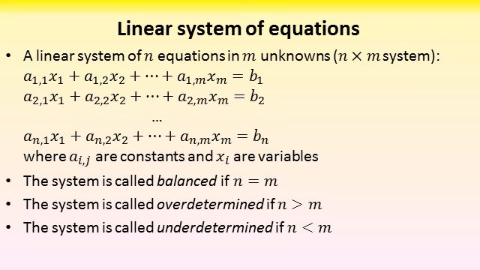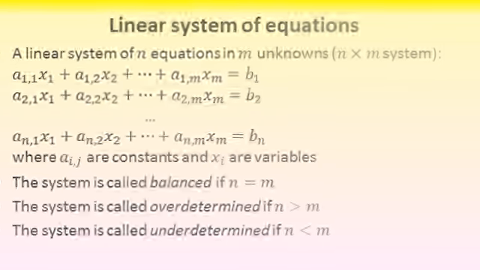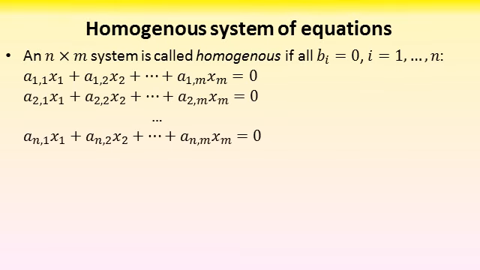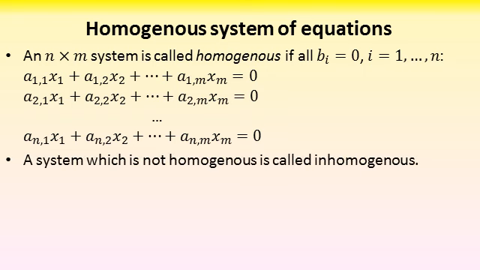A particularly interesting case of a linear system of equations is a system where all the constants on the right hand side are 0. That is, all the b's are 0. Such a system is called a homogeneous system of equations. So a homogeneous system of equations looks like this. If any one of the b's on the right hand side is non-zero, then it's called an inhomogeneous system of equations.